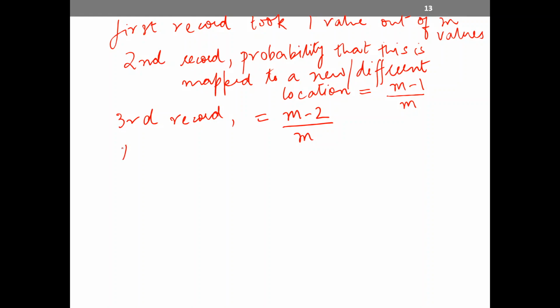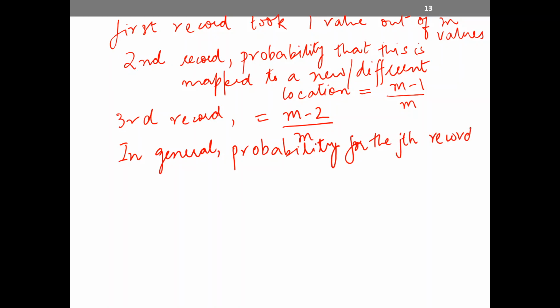So in general, the probability that the jth record is mapped to a free location, after the first j minus 1 records have been mapped to h of k1, h of k2, up to h of k j minus 1 without collision, which is the same as saying a different location, is m minus j minus 1 over m, because if this is the jth record, then j minus 1 are already there.